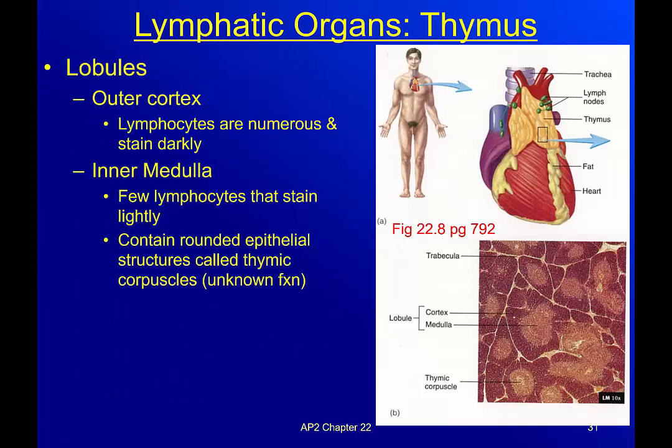So in the cortex, this darker region out here, the lymphocytes are more numerous. The lymphocytes, again, are the B and the T cells. They stain really darkly. The inner region, this kind of lighter region, actually has fewer lymphocytes, and we do have some unique structures called thymic corpuscles. We know that they exist. We know that they don't look like anything else. We have no clue what they do, just so you're aware.